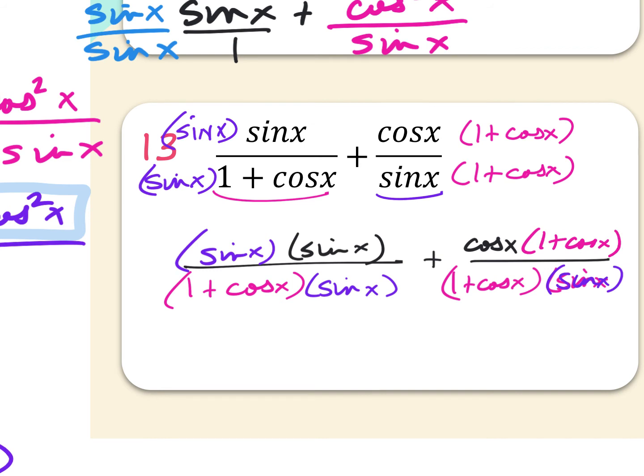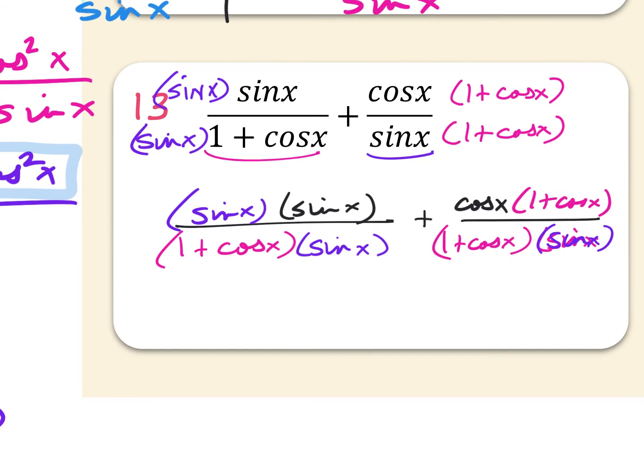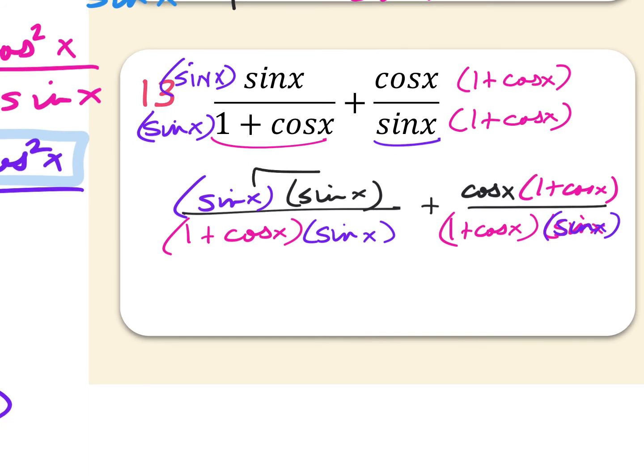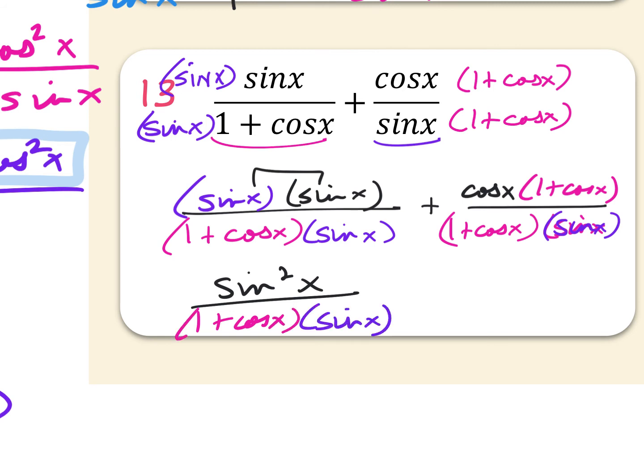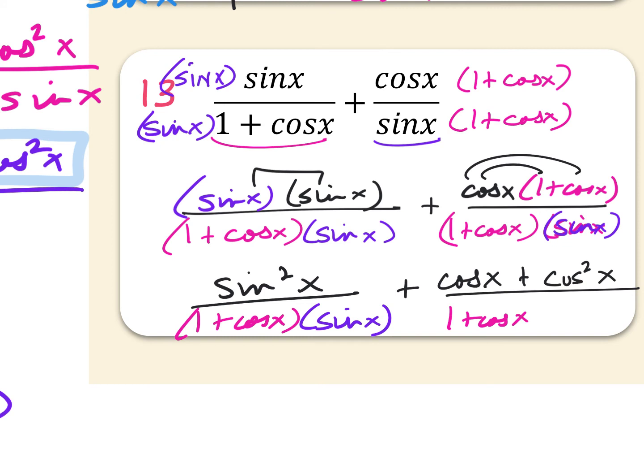So what I need to do is multiply and distribute. So for the first fraction, when I multiply these two, this just becomes sine squared x. And it still has the same denominator. And then this other one I need to distribute. So this becomes cosine x plus cosine squared x. And it still has the same denominator as the other fraction.